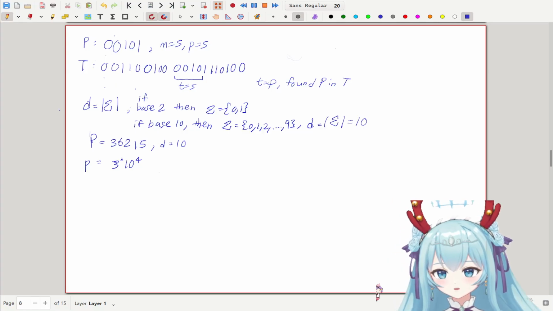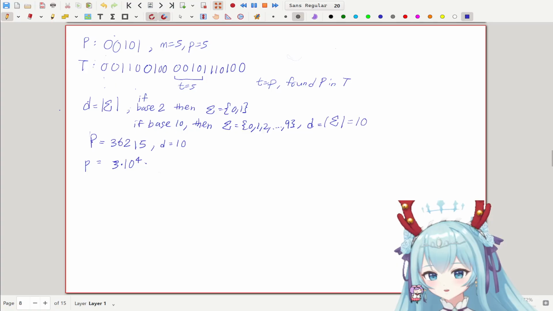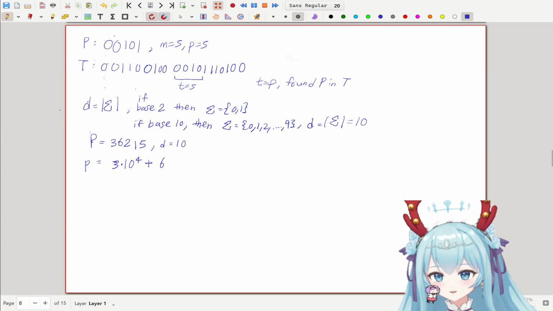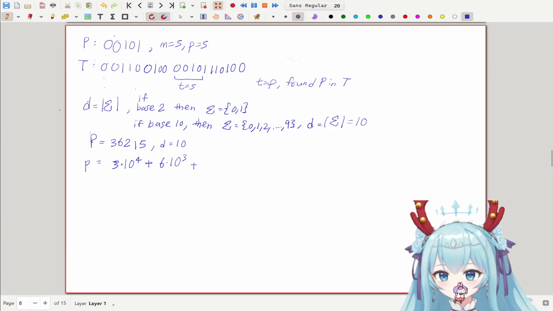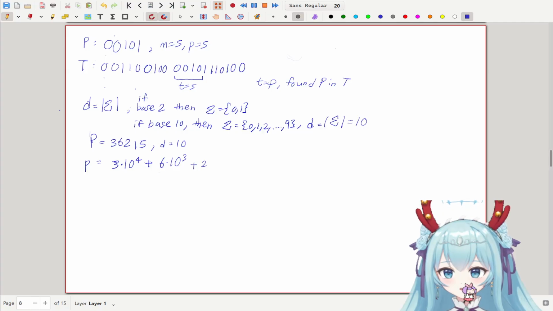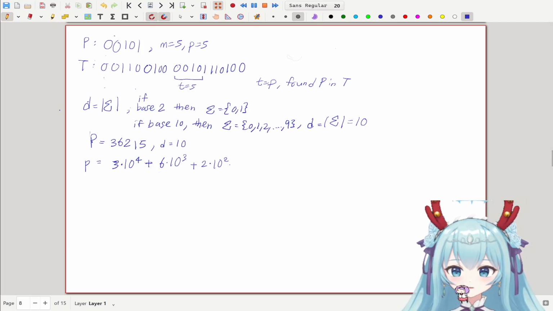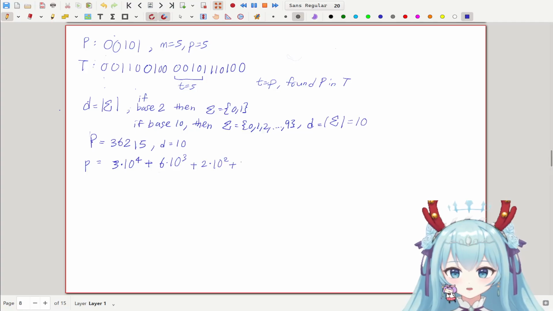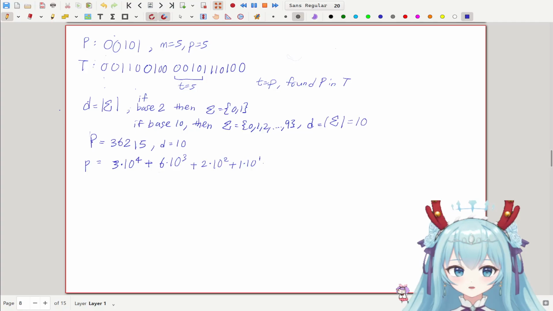Actually, let me just use a dot. Yeah, a dot means times over here. Plus 2 times 10 to the power of 2, plus 1 times 10 to the power of 1, plus 5.